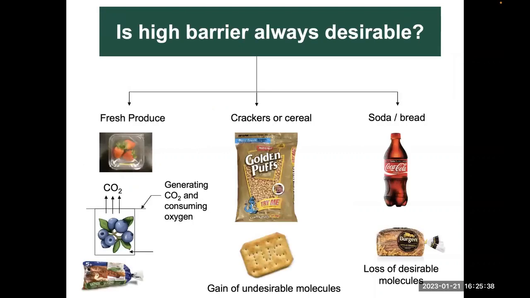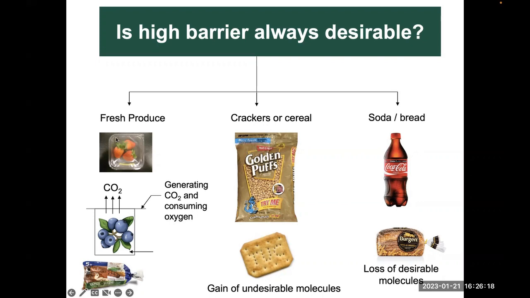So now consider certain scenarios here. So here is the question: is high barrier always desirable? There could be scenarios where a complete barrier and no transmission may not be the ideal choice. You have an example of a couple of fresh produce right here. For example, you have strawberry here, you have potatoes here. When you see the clamshells of some of these produce, right?